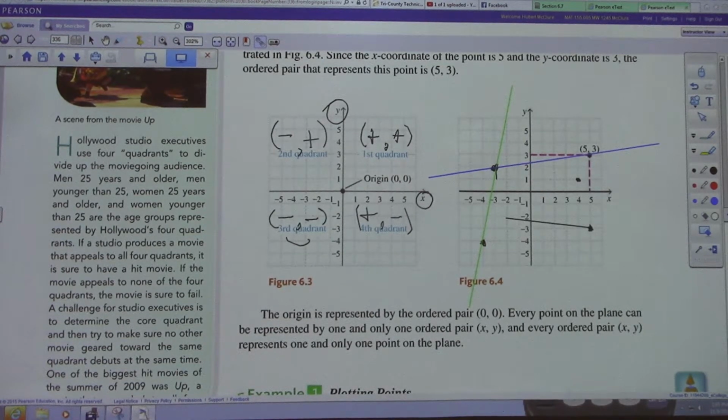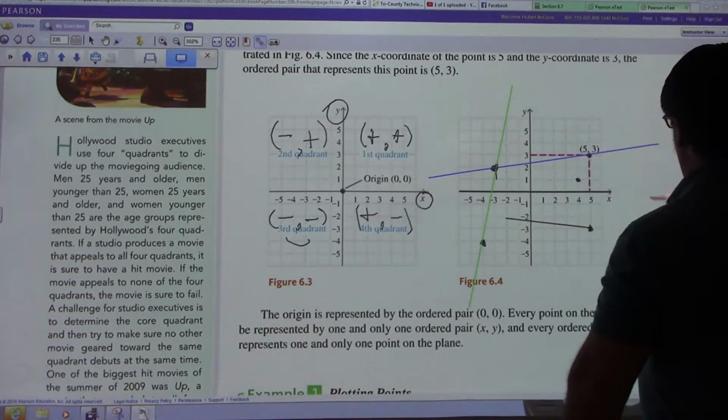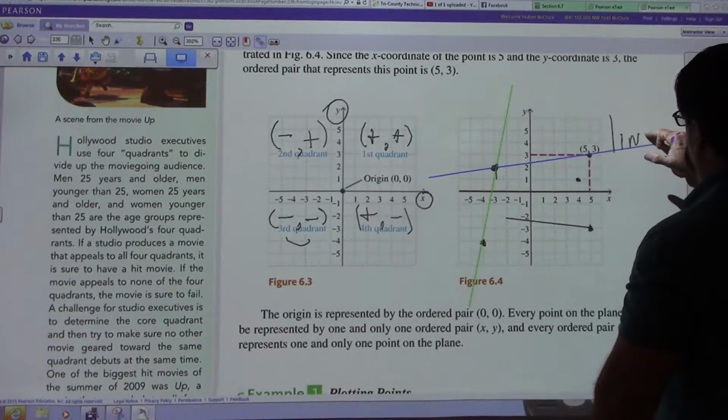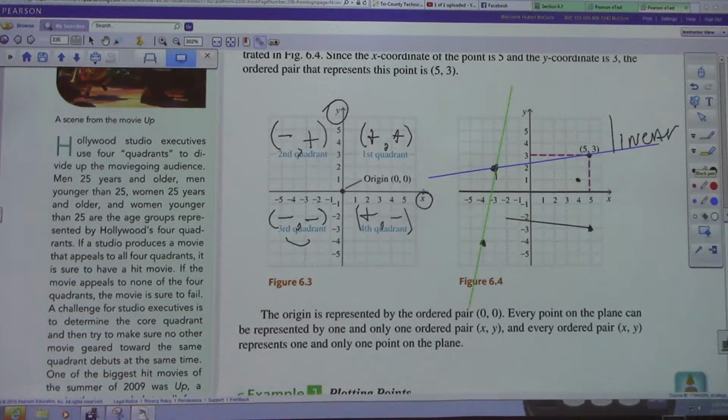We do not go into nonlinear. We do that in college algebra. Okay? 101 and 102. 102 mostly. 102 and call it Math 110. So all of these problems that we do are going to be linear. Meaning a straight line.